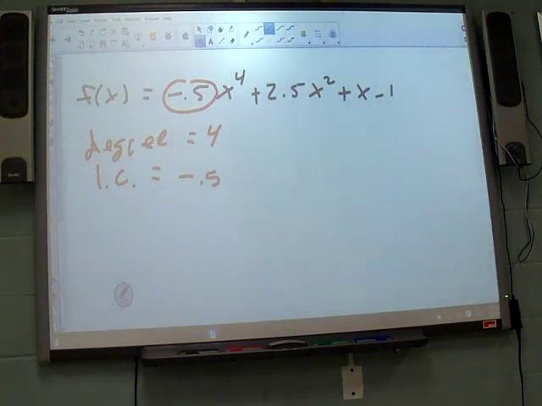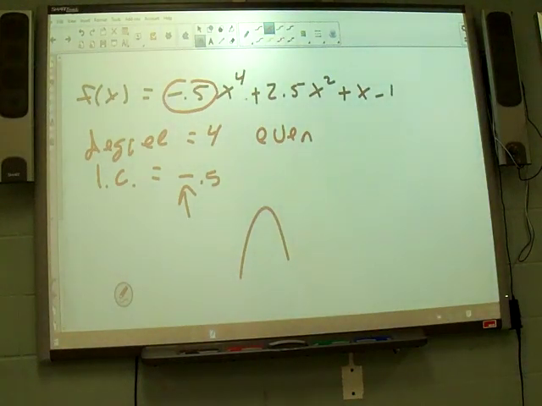Is 4 an even or an odd number? Even. So I know this is a touchdown. Is it a touchdown, or are they both going down? They're both going down because of that negative. Now, if this were a quadratic, we know it would just look like that. But because this is a fourth power, there could be more bumps involved in it, like the example that I drew. We'll get into graphs in just a second.